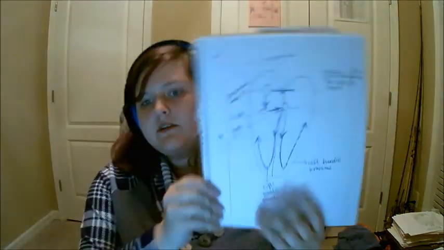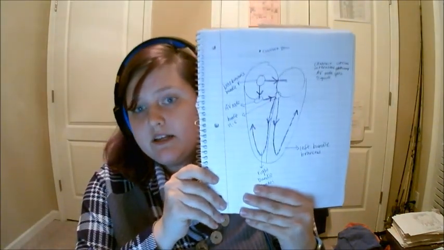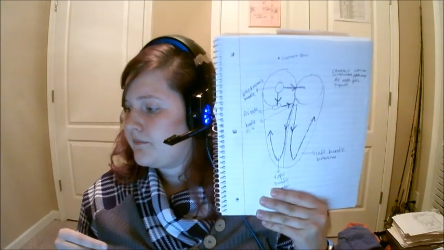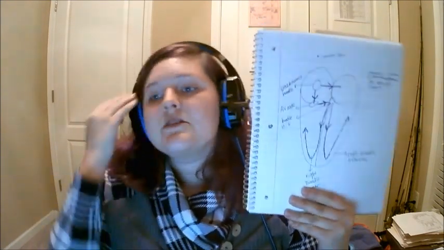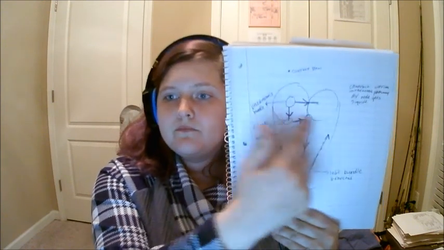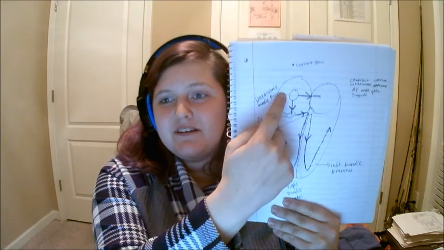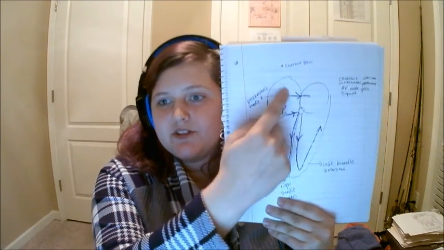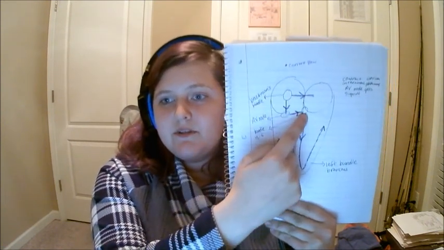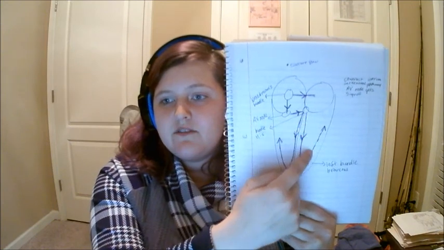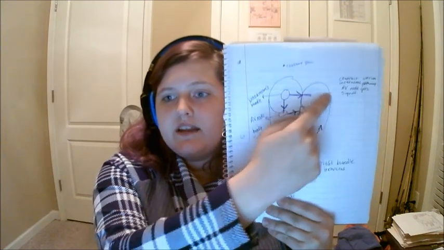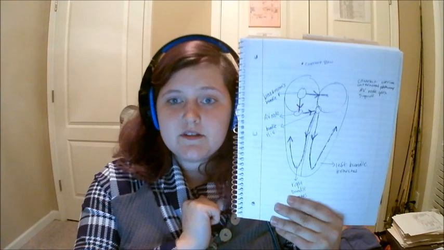So this is a little diagram that I created. It's not quite as detailed as the other because I'm not an artist, but we start at the top. The electrical signal goes through the atria, down into the bundle, and then it splits off into the ventricles. And then it goes up and it repeats the process.